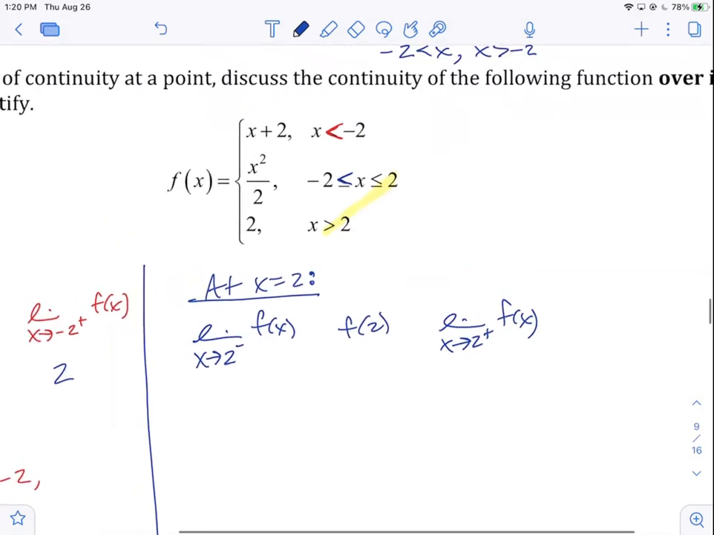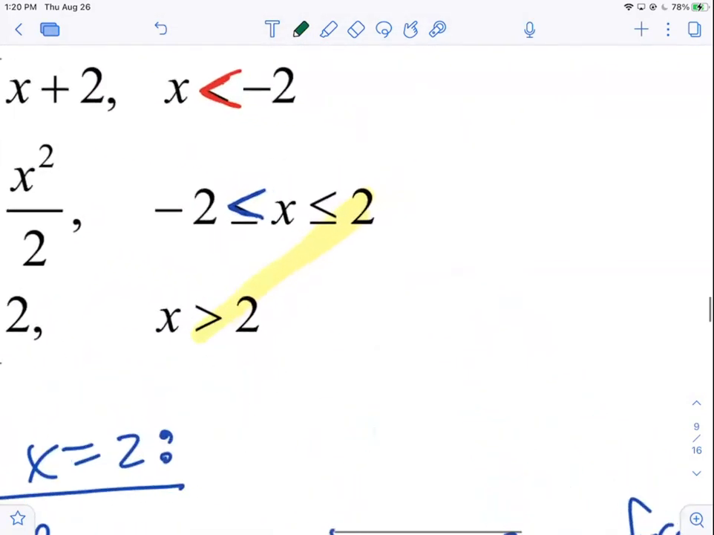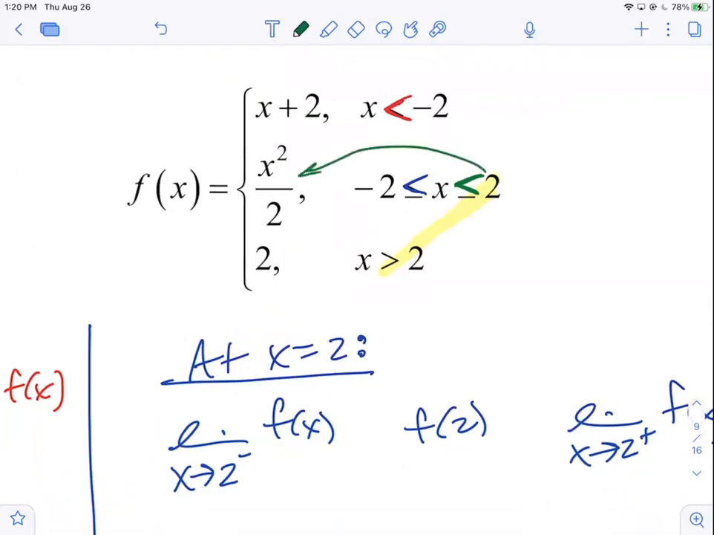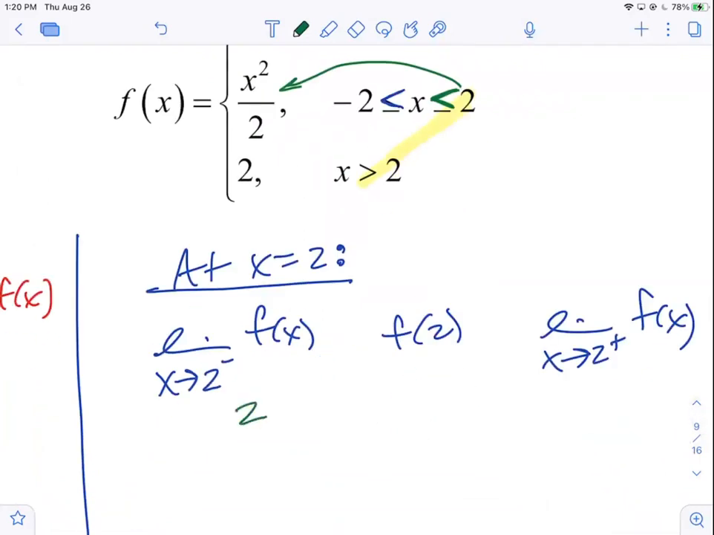All right, from the left of positive 2 is which piece, top, middle, or bottom? It's the middle, right? And again, just looking at it, the limit from the left of 2 and the function value at 2 are going to be the same because they're built by the same company. It's the middle piece. So what is it? Well, when I plug it in, I get 4 divided by 2. This is 2 and that's 2. That's the easiest way to do it.